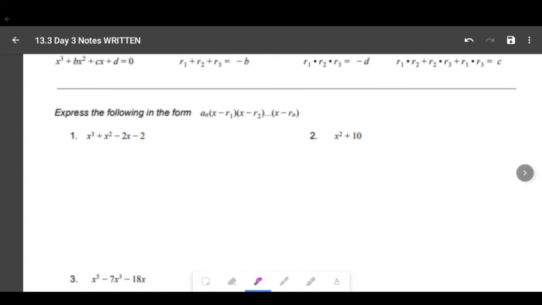All right, so the first thing they're asking us to do is express the following in the form, right? That's basically just saying this is the factored form. And again, the r's represent the different roots that you find for each particular polynomial. So if we look at number 1, as we said, we need to factor this. And if you remember, when you have 4 terms, the one thing you should try is to see if you can factor by grouping.